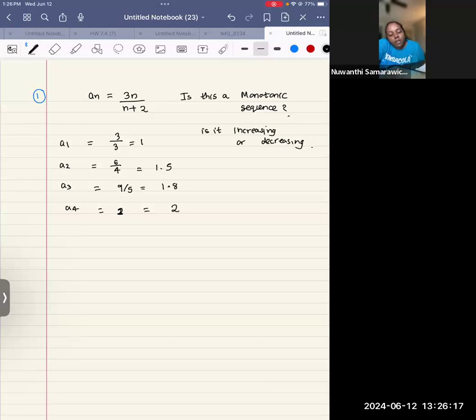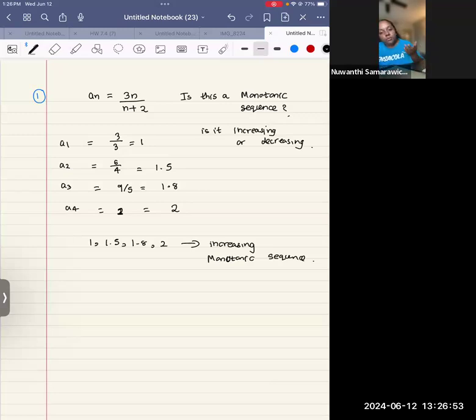Okay, by looking at these four terms, what can you say? Is the sequence increasing or decreasing? Increasing, right? It's increasing because 1, 1.5, 1.8, 2 is an increasing sequence. And we can say it's a monotonic sequence, because it's always increasing.